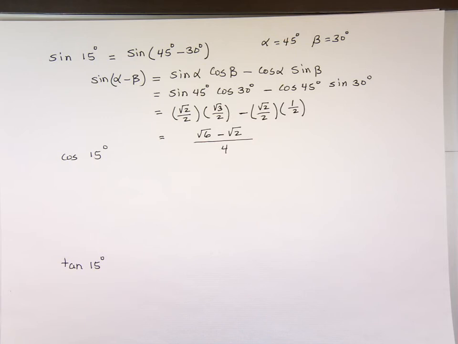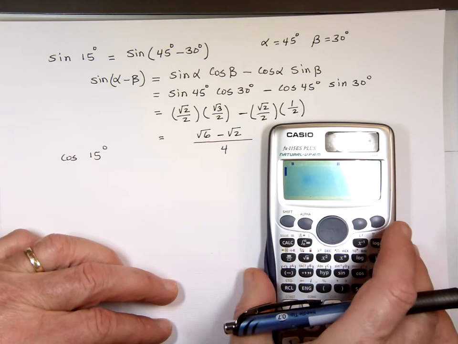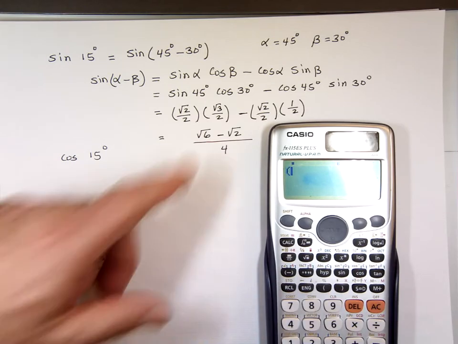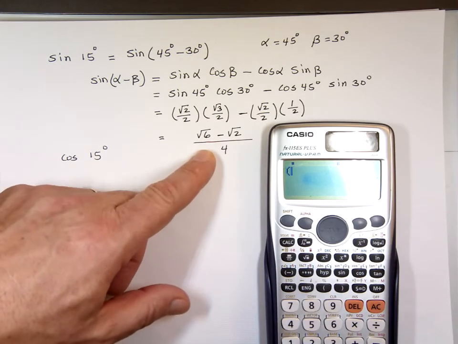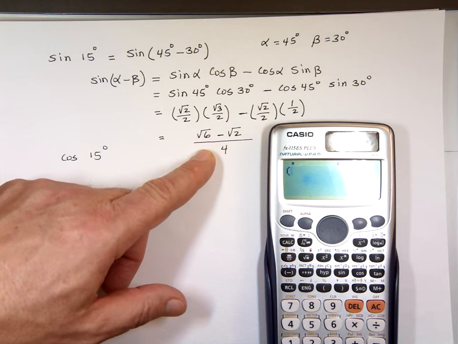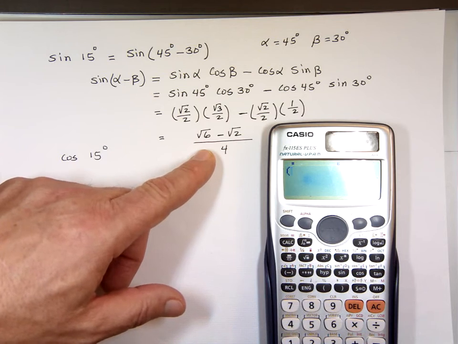Now, if you want to verify that, you take your calculator out. Let's see if we did it right. I don't know how to use this one, but I'll attempt to use it. Parentheses. I don't know if you can see it. The square root of 6. I got to find the square root.